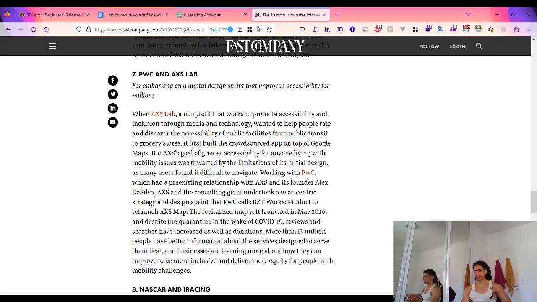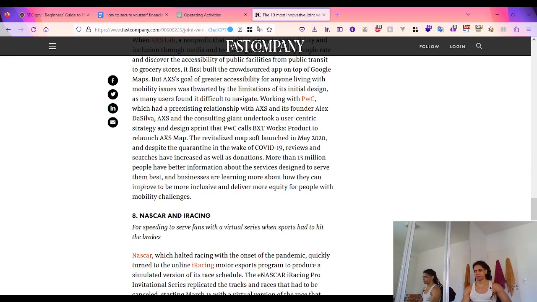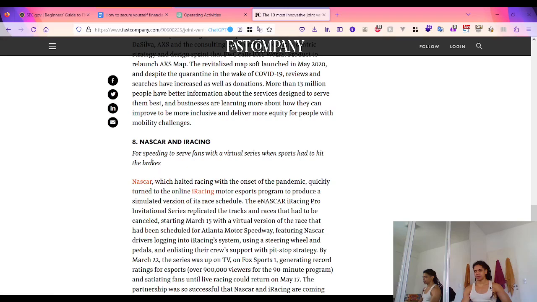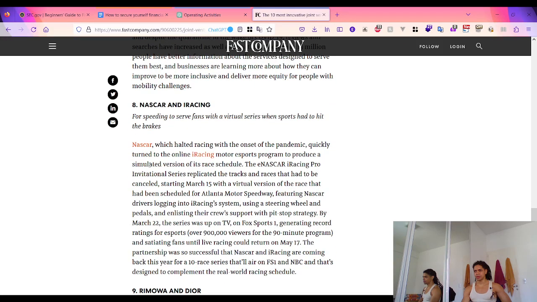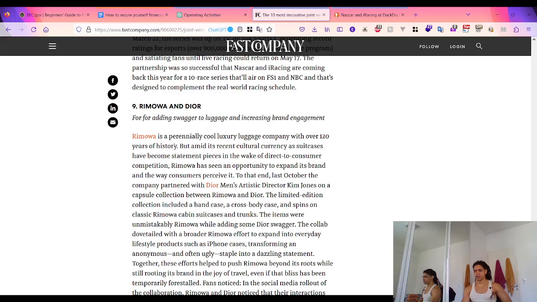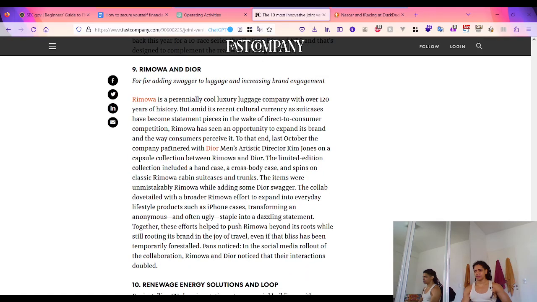PwC and XAS Lab. NASCAR and iRacing, for speeding the server fan with a virtual series when sport had a hit to break. What the? Okay. But Crocs is a joint venture.